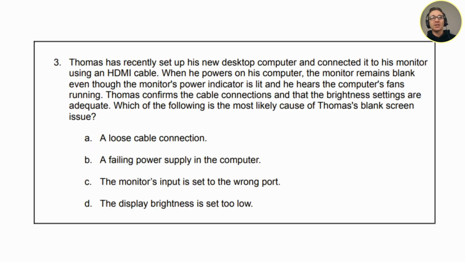Okay, so next question reads, Thomas has recently set up his new desktop computer and connected it to his monitor using an HDMI cable. When he powers on his computer, the monitor remains blank even though the monitor's power indicator is lit and he hears the computer's fans running. Thomas confirms the cable connections and that the brightness settings are adequate. Which of the following is the most likely cause of Thomas's blank screen issue? A, a loose cable connection. B, a failing power supply in the computer. C, the monitor's input is set to the wrong port. Or D, the display brightness is set too low.